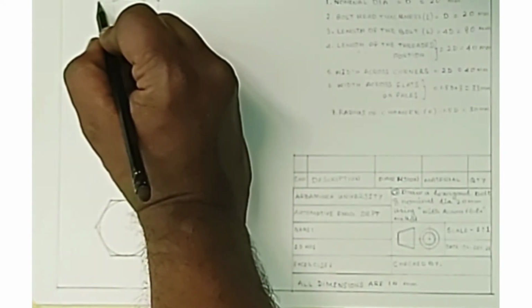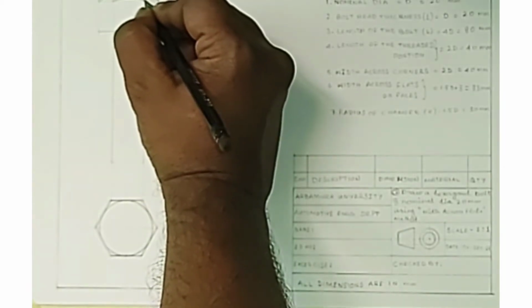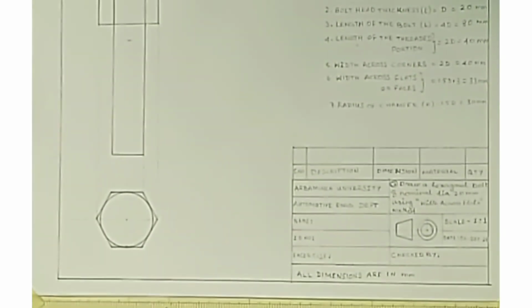Now I can start the freehand sketching from this point as well as this point and connect it to the center line, to this point. Then darken all required lines. The bolt head and nominal diameter are done now.